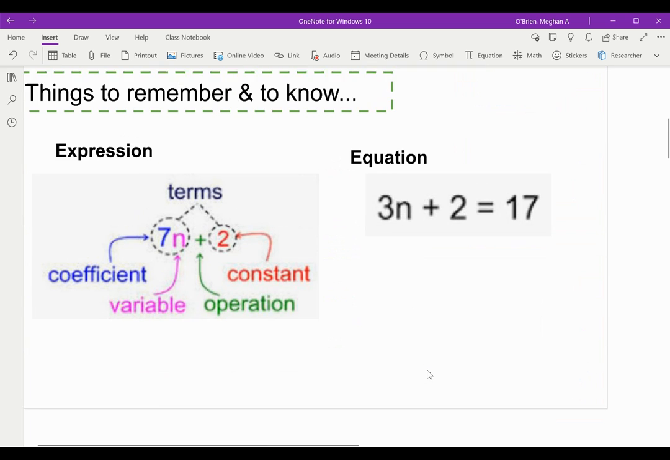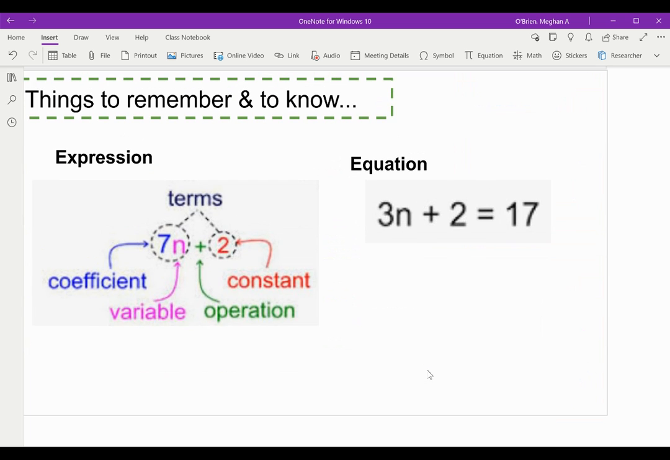So let's get started. Some things to remember from the last module: we studied expressions and we learned some vocabulary words. Over here on the left-hand side is an expression. It's made up of terms, and those terms have coefficients, variables, and constants. And the terms are separated by the operation symbol. What makes an equation different is that an equation has an equal sign showing the relationship of two equivalent expressions.